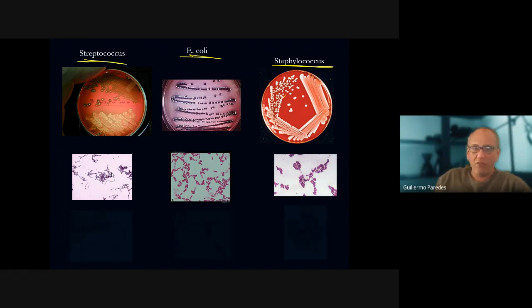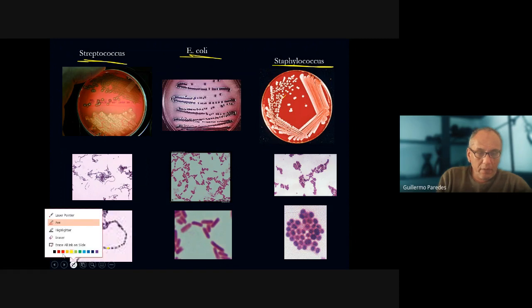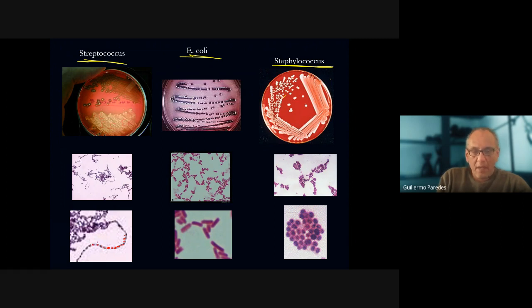And let's make an augmentation of 100 times. In 100 times, you will see the individuals. So look at this. Where is the bacteria here? The bacteria is each dot here. This is one bacteria. This is another bacteria, another bacteria, another bacteria. So each dot is a bacteria. You okay with that? Here we have the bacteria, one here, another here, another here. All of these are bacteria.